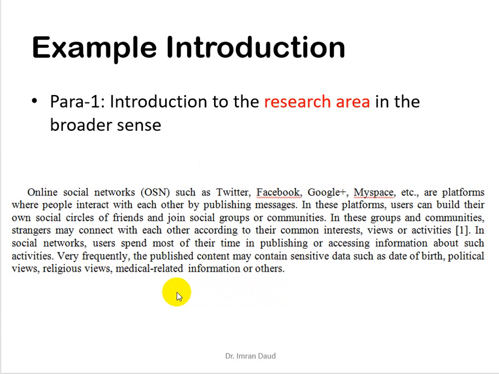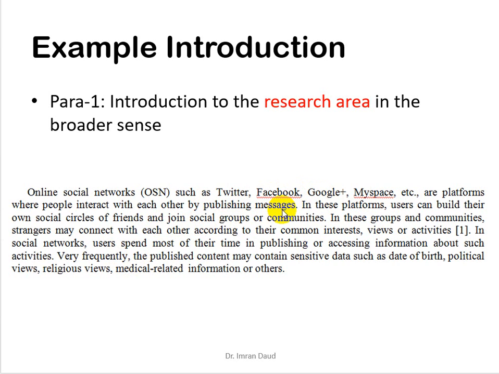In the first paragraph, the objective is to introduce the research area. So he will be talking about social networks: what are social networks, and what are their important elements. The focus is only on social networks. As you can see in the first sentence, online social networks such as Twitter, Facebook, Google Plus, MySpace, etc. are platforms where people interact with each other by publishing messages, right?